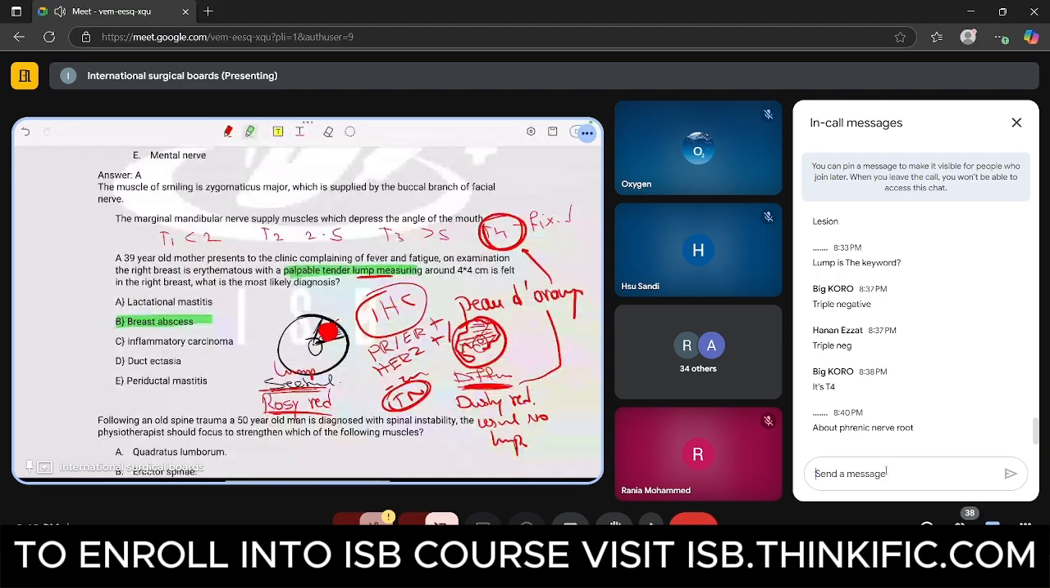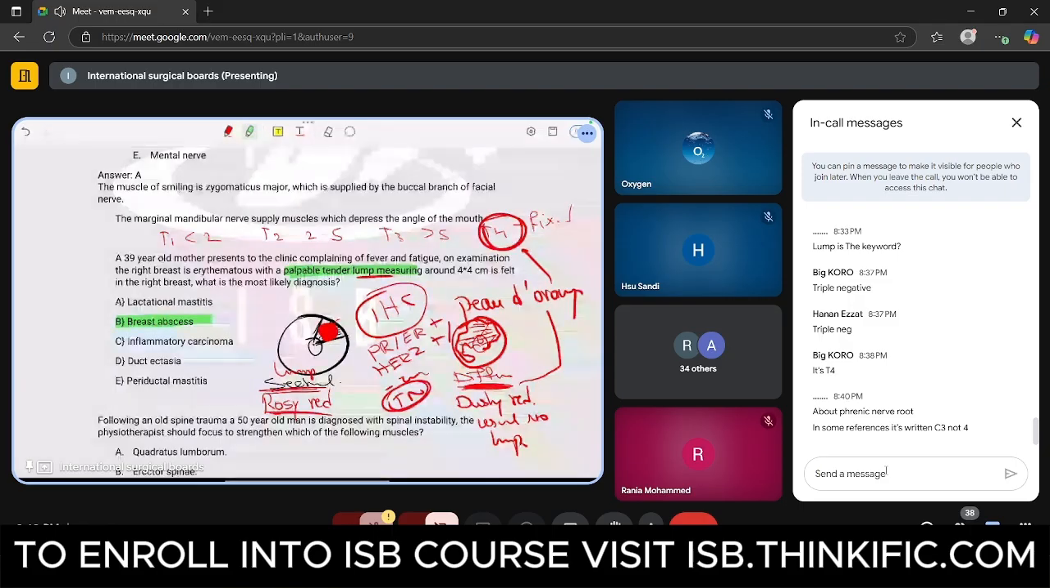Dr. said about the phrenic nerve root. Okay, let's take your question first, and then I will ask my question. So, what's your question, doctor? It's C4. Trust me on this. The main nerve root is C4. That's according to Gray's Anatomy.